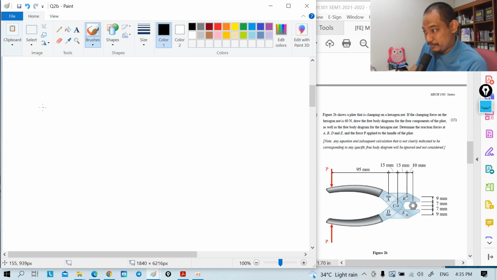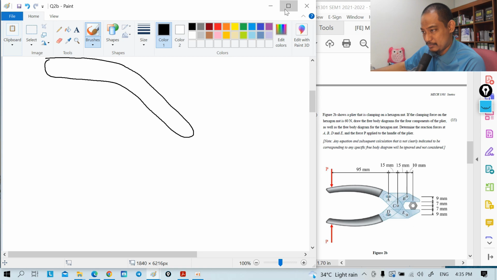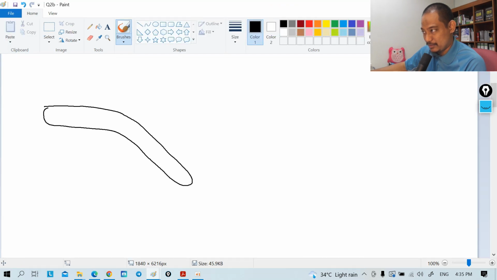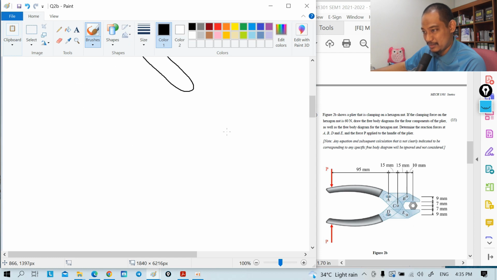So the first one is something like this, something like that. Then let's make it bigger here. Oh, I cannot see it then. The other one is just the mirror of that one, right? So it's something like that.